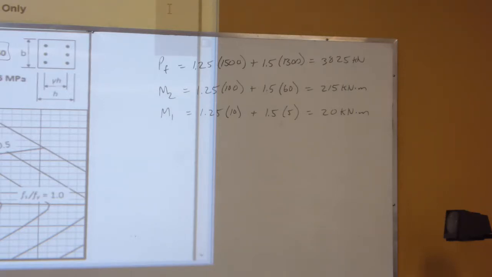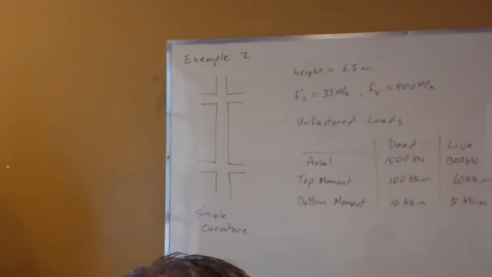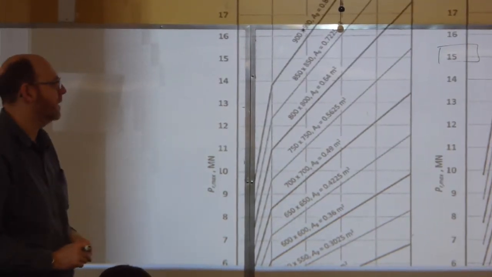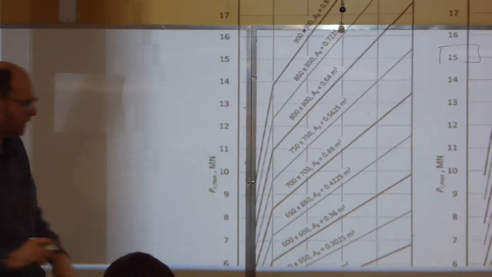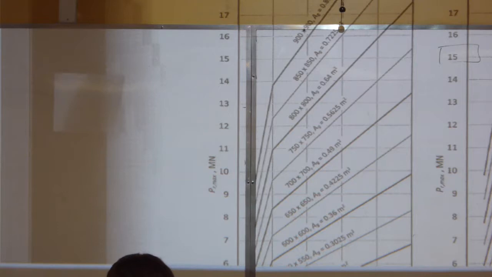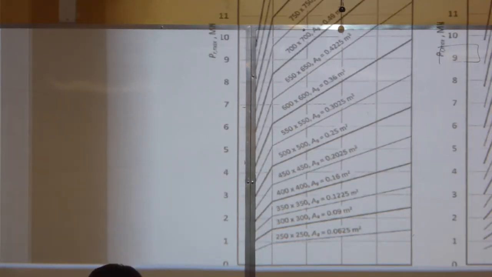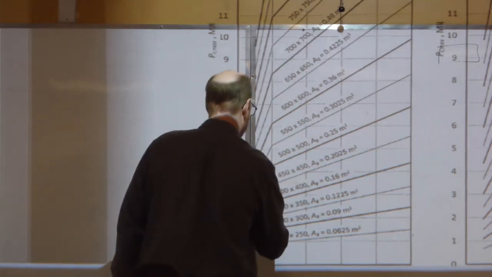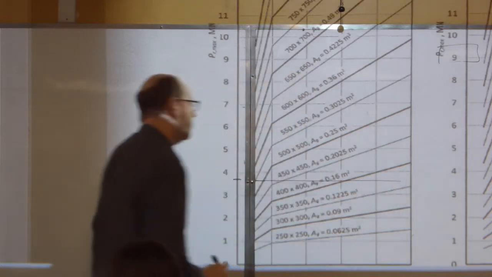You'll notice in this case, I did not specify the column size. So what we're going to do is start by determining the column size. So that's going back to this table right here. Right, so 35 MPa concrete, 400 MPa steel. So this is our table that we're looking at right here. And I'm going to go and find our PF, which is 3.8 meganewtons. So let's just scroll down a little bit on that. 3.8 meganewtons is going to come in somewhere around here. So I'm coming across there.